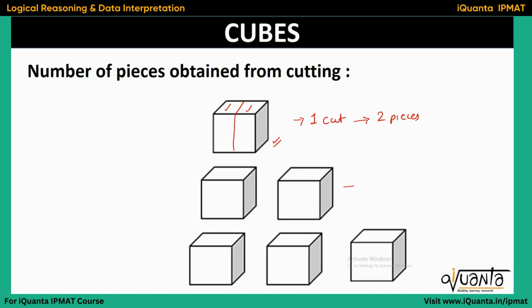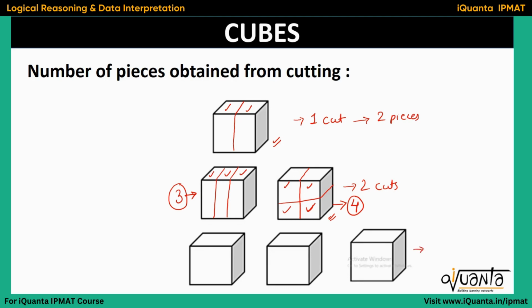Now let us try to make 2 cuts. So 2 cuts can either be made like this, which gives us 1, 2, 3 pieces in this case, or we can make 2 cuts like this and this. So we have 2 cuts here also, but in this case the number of pieces formed is 4, 1 piece, second piece, third piece and fourth piece. So in this case 2 cuts lead to 4 pieces and here it was 3.